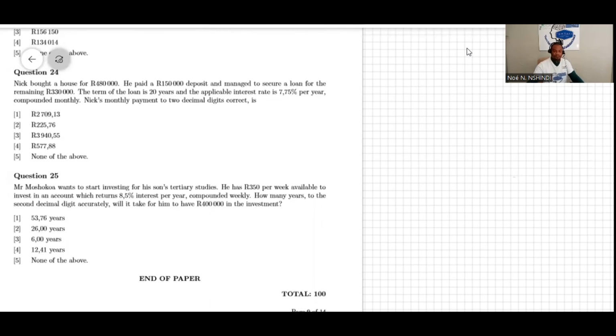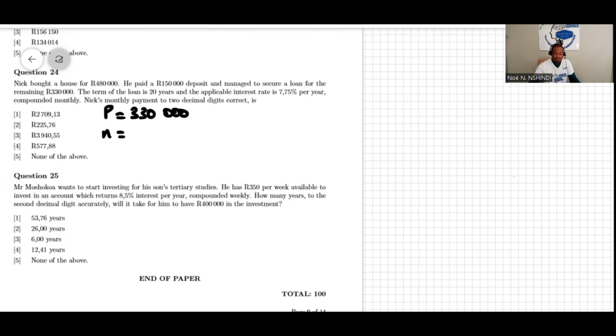Now, the question said that Nick bought a house, for this much. Okay, we talk about the present value, because he said that he paid a 150,000 deposit and managed to secure a loan for the remaining 330,000 rand. So this money is then the present value. So the present value P is 330,000 rand.